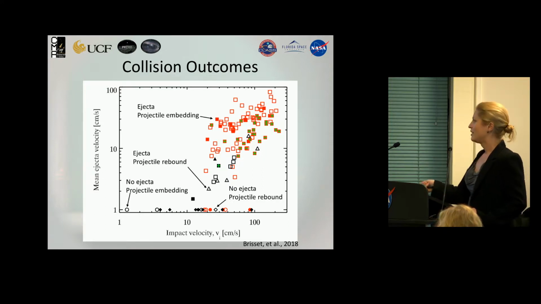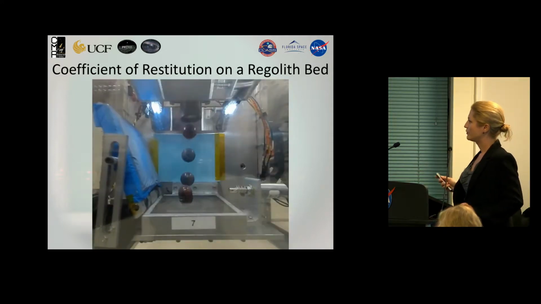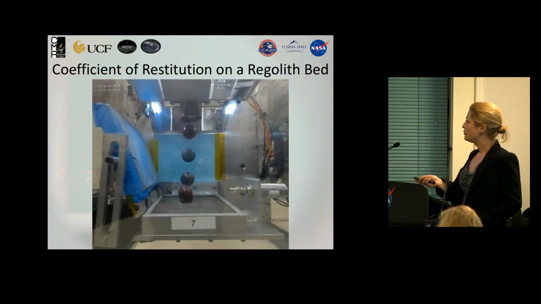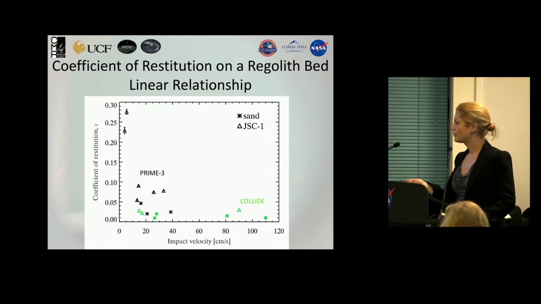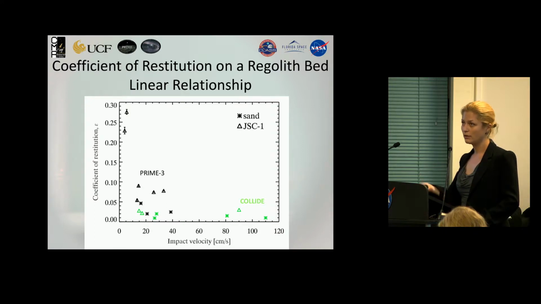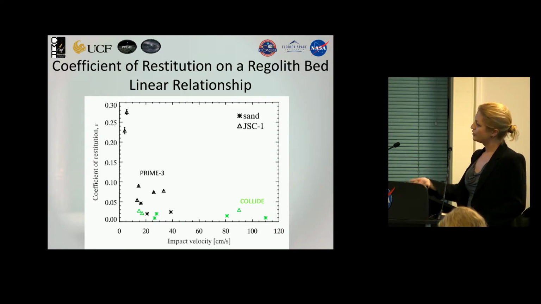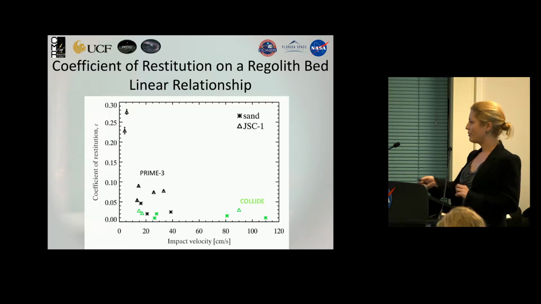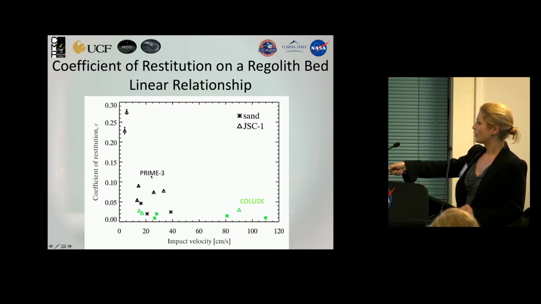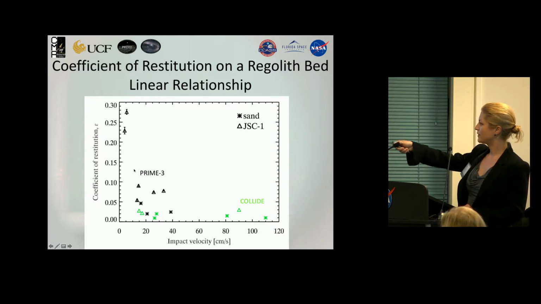Okay, so this is the data that we get, and what I want to talk about today is coefficient of restitution and penetration depth. For the impacts where we could observe a rebound, so in asteroid level gravity, we plotted the coefficient of restitution of the regolith bed towards the impact velocity. And here's the COLLIDE data, maybe you can't see so well, but the green points are COLLIDE data, and the Prime 3 campaign points are here.